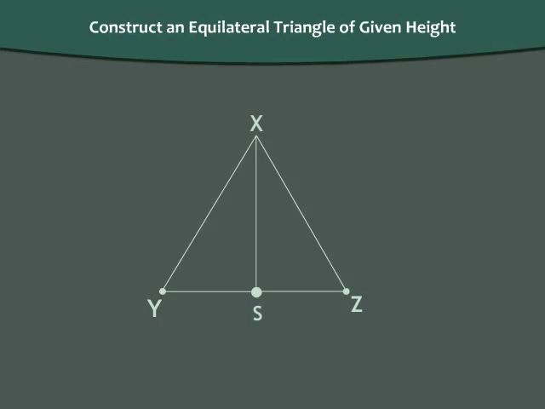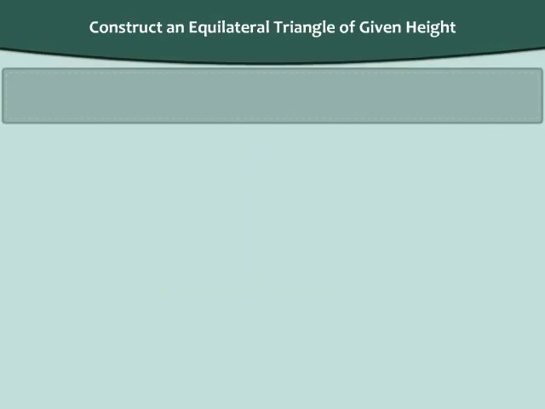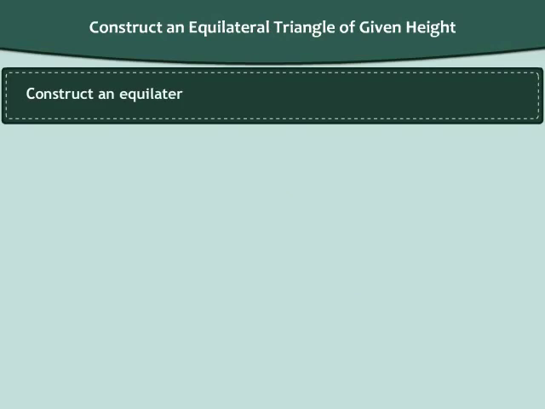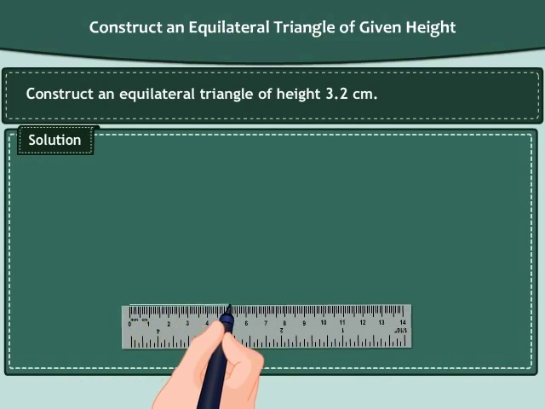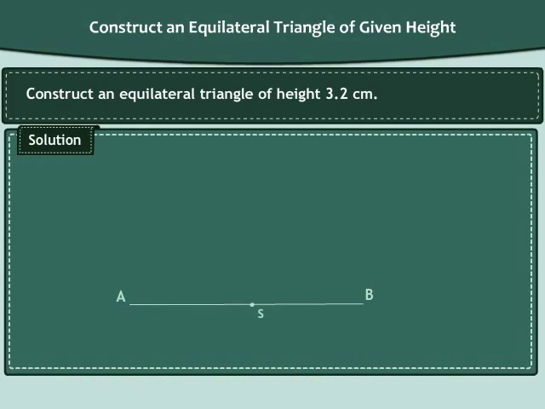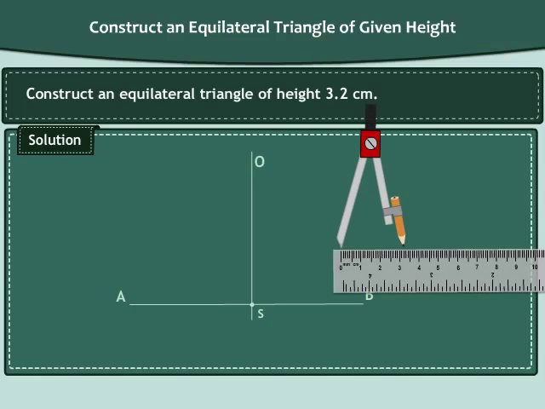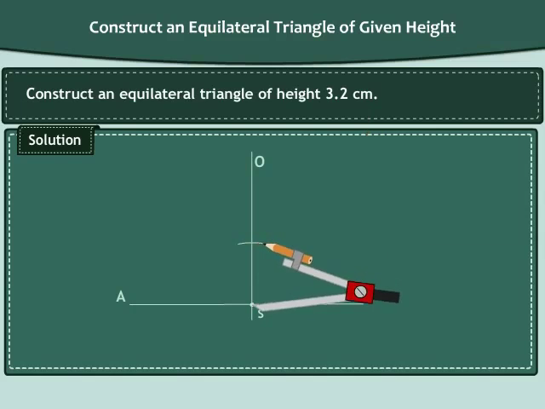Let us construct an equilateral triangle of given height. Construct an equilateral triangle of height 3.2 centimeters. Solution. Let's construct it step by step. Take any point S on line segment AB and draw OS such that OS is perpendicular to AB. With S as a center and radius 3.2 centimeters, draw an arc cutting OS at X.